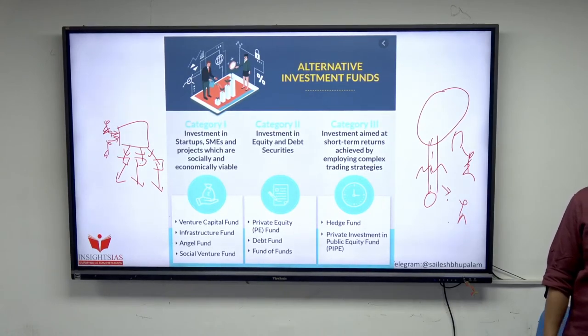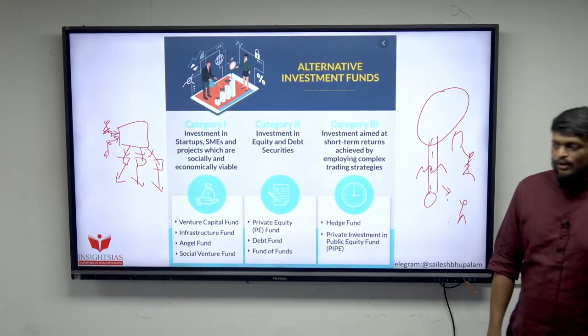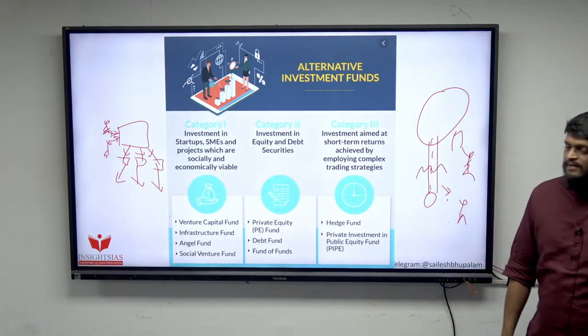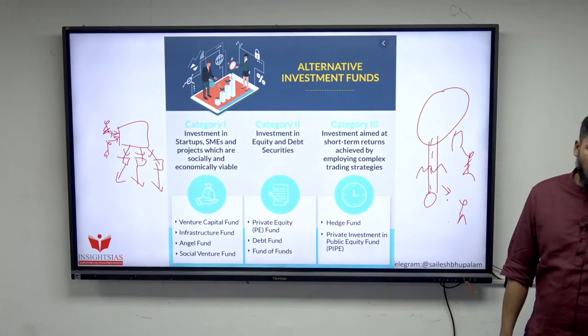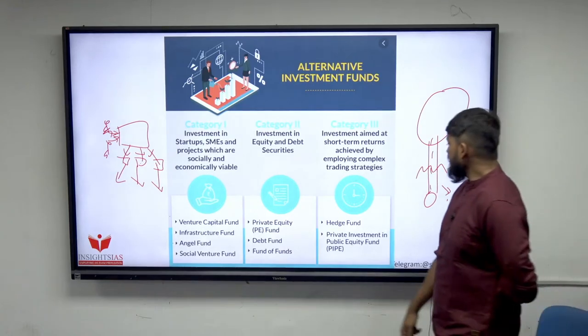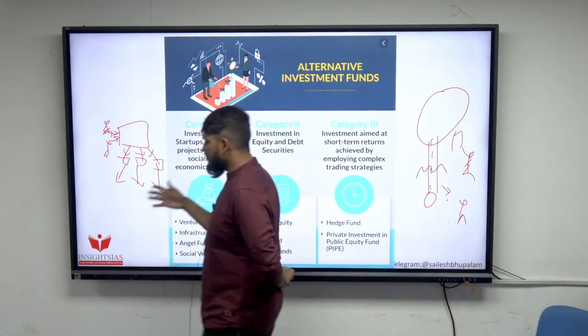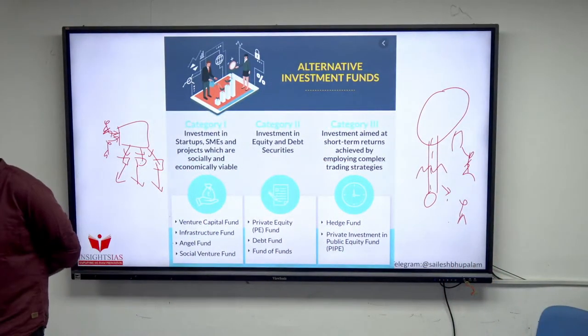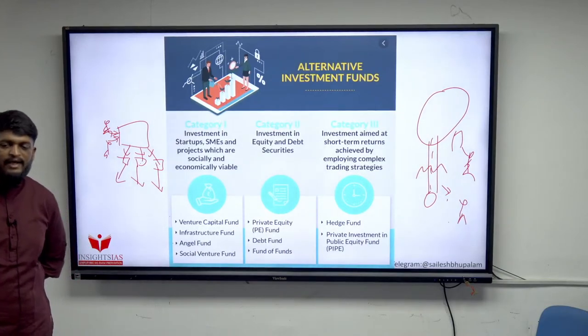Everybody understood what is the meaning of AIF? So AIF means SEBI usually regulates all these mutual funds, and SEBI had created different rules for different mutual funds. Whenever they kept on creating new mutual funds in the 90s, they started creating extra rules.